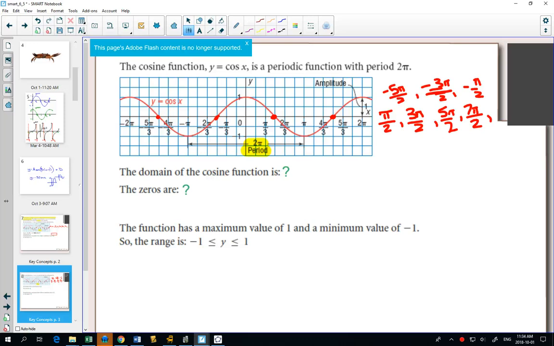And so what pattern do you notice for the zeros of cosine? They're odd pi over 2. Does that make sense? Now that's not mathematical. We can't do this. Why not?